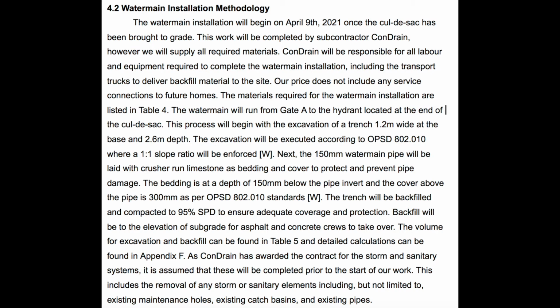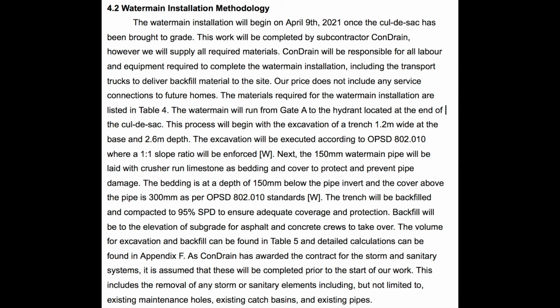The water main installation will be completed by subcontractor Condrain. However, we will supply all required materials. Condrain will be responsible for all labor and equipment required to complete the water main installation. The water main will run from Gate A to the hydrant located at the end of the cul-de-sac.